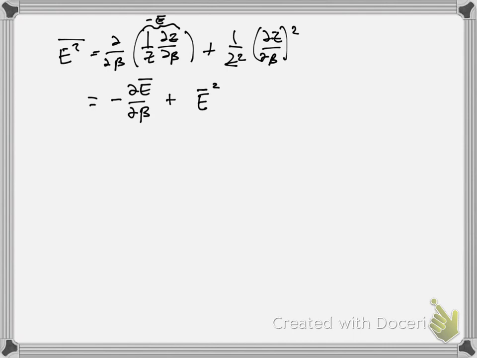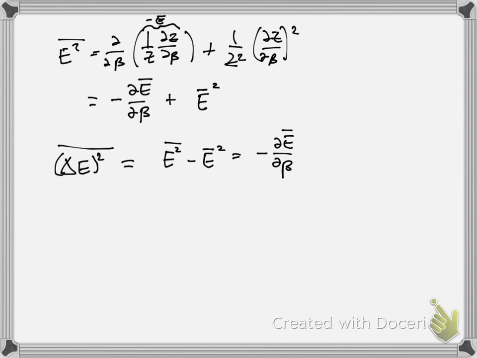We can easily write down then that the mean square fluctuations in the energy are just going to equal the average of the square minus the square of the average, and so that's just going to give me minus partial average energy partial beta, right? What is partial average energy partial beta?